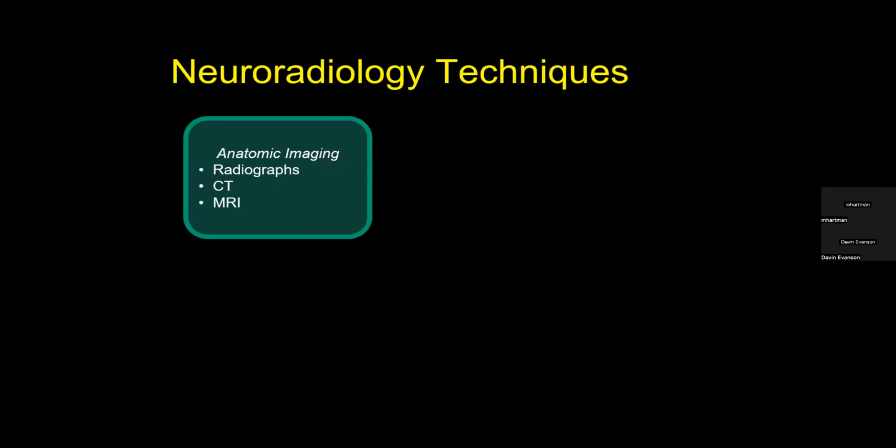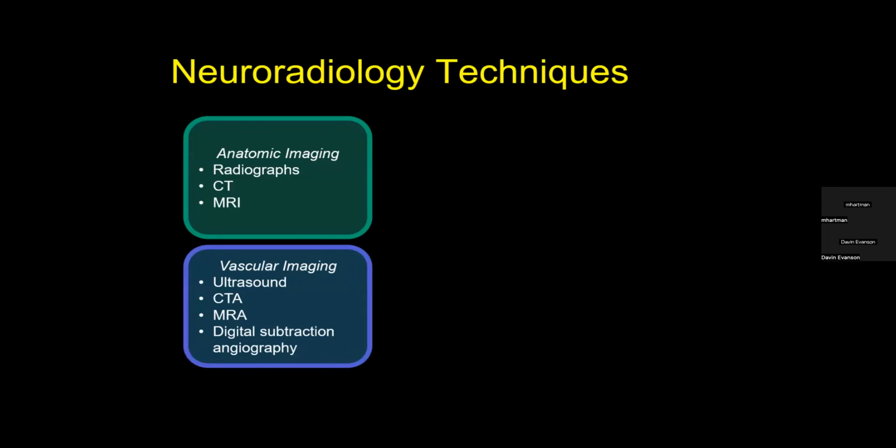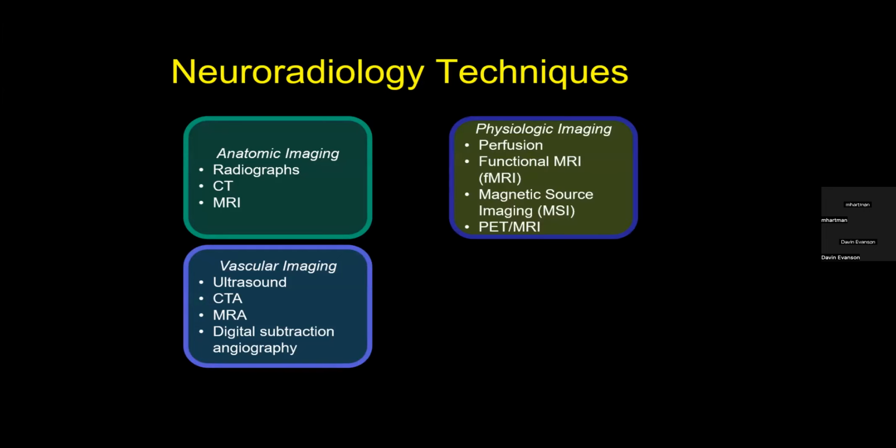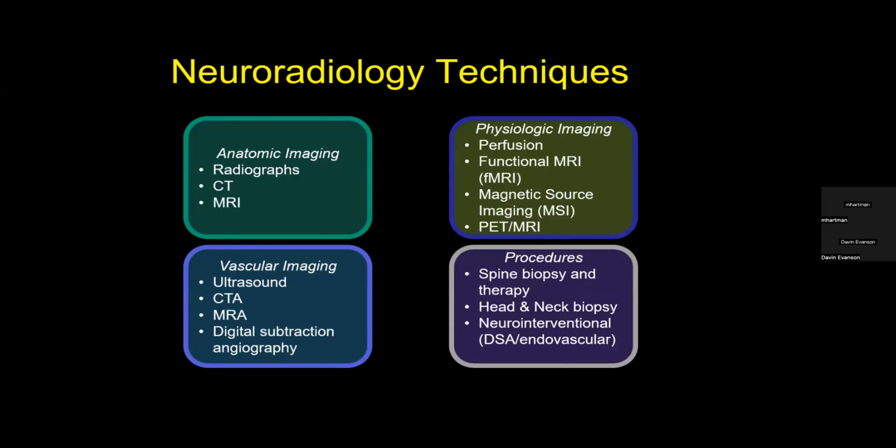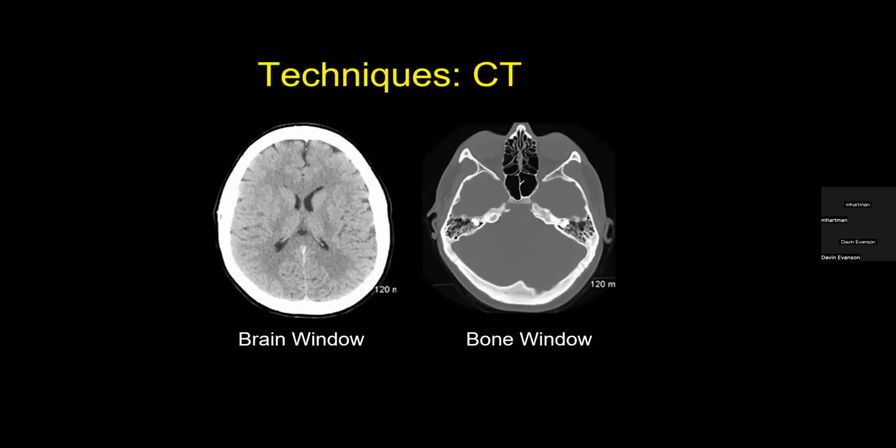So how do we study the brain? Well, CT, MRI are going to be our two workhorses. And of course, doing the vascular imaging using ultrasound, CTA, or MRA. And like anything in radiology, there's always procedures, which makes radiology a lot of fun from my standpoint. So let's start with CT.